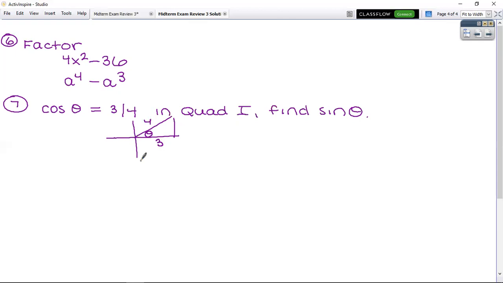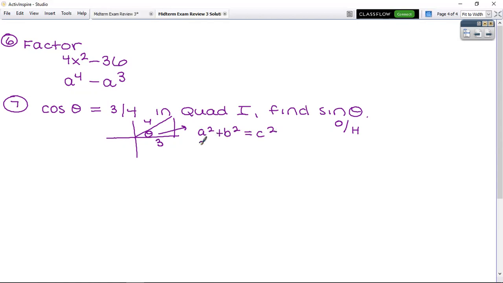And now I want you to find sine of theta, which is equivalent to opposite over hypotenuse. What do we have to find? Do you have all 3 sides of your triangle? No, you got to find the missing one because you need the opposite side. How do you go about doing that? A squared, yep, plus b squared equals c squared. Excellent.